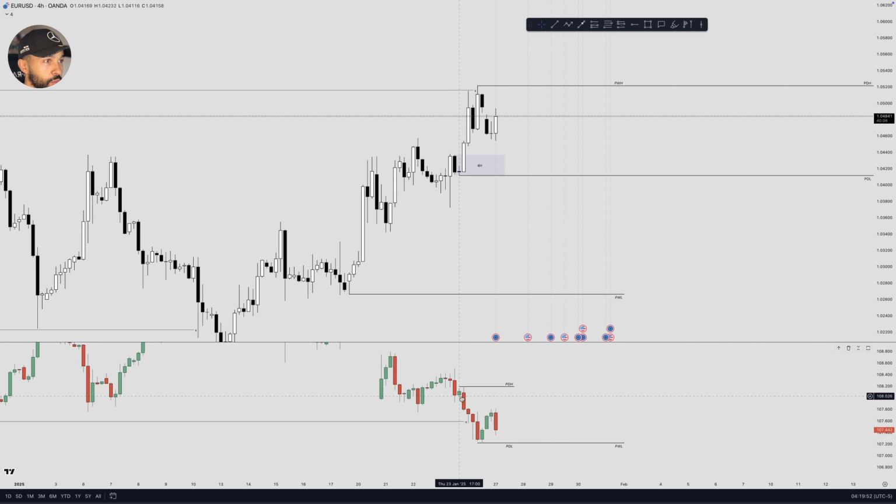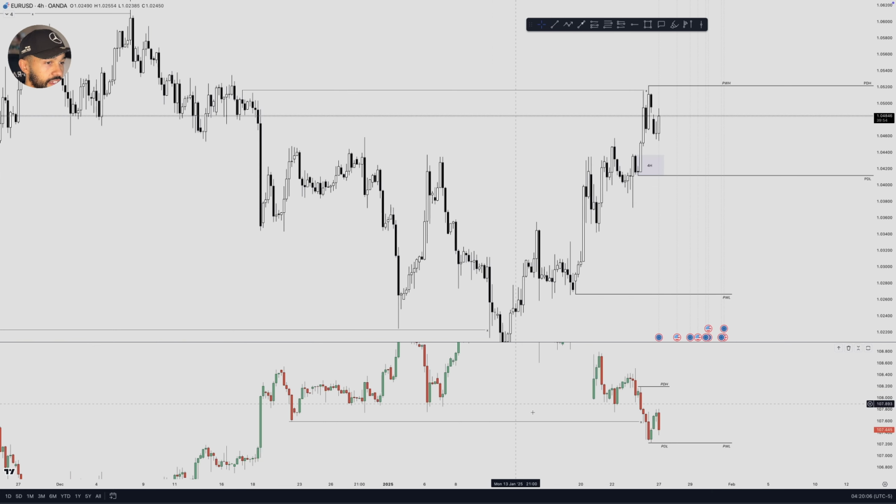We have the same POI area here on DXY. We have clear imbalance with an order block there where price has made that lower low. We're obviously in a discount. We could pull back towards this premium here, right? After taking sell side liquidity and partially mitigating this imbalance here.